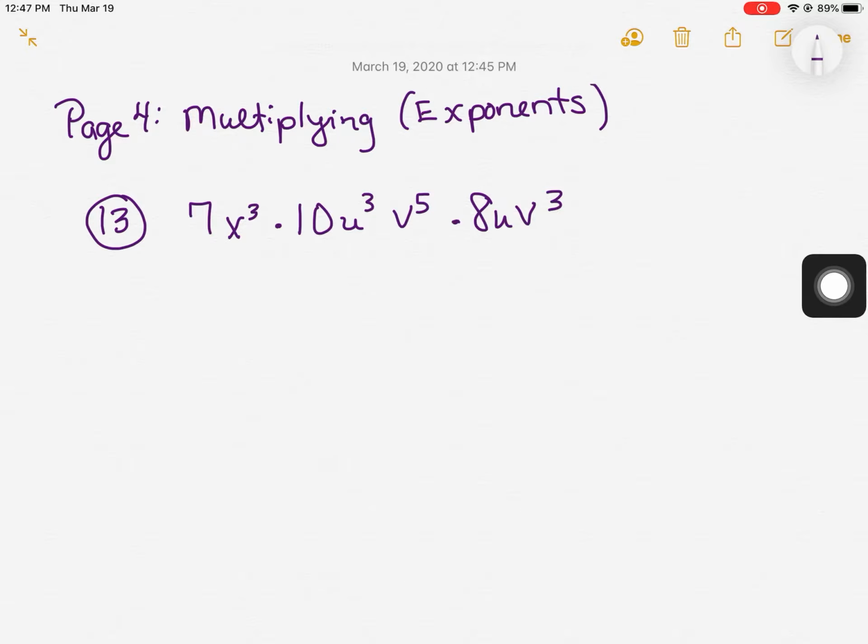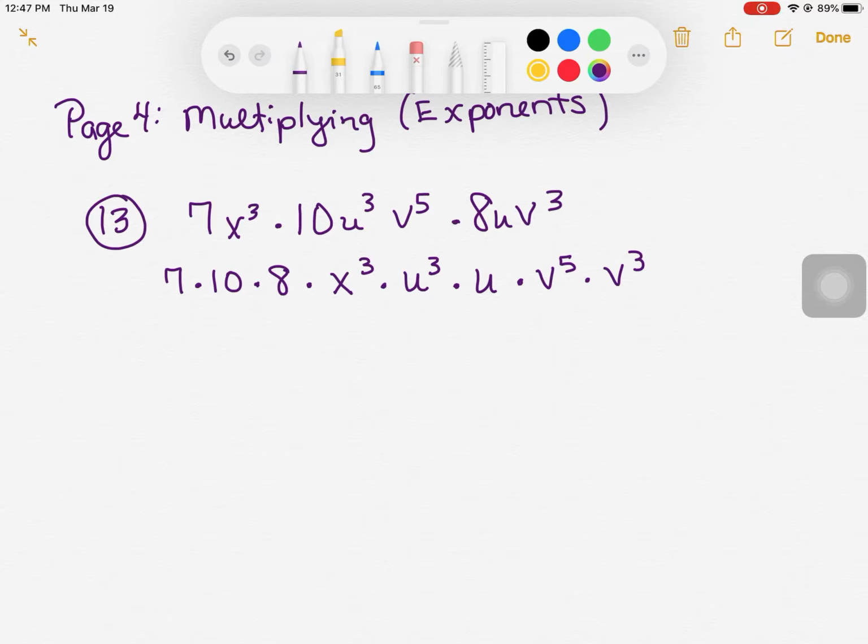So I'm going to take it and I'm going to reorder all of the things we're multiplying so that the numbers are side by side. And then the x's, there's only the x to the third. And then I'm going to put the u to the third and the u. And then the v to the fifth and the v to the third. That way, when I have them all side by side, you've got your numbers next to each other. You've got x by itself. You've got u's grouped together. And you've got v's grouped together.